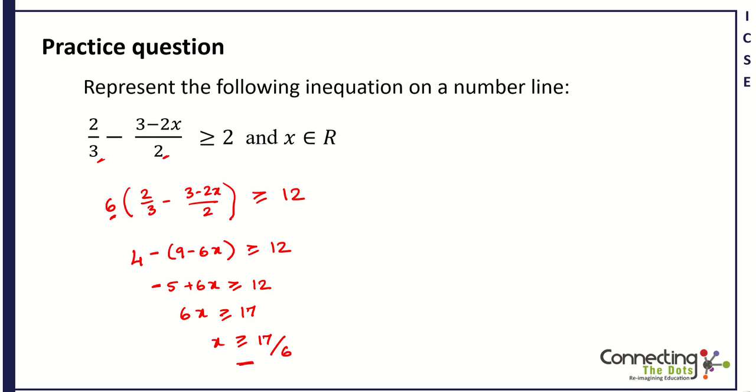And how do we represent this on the number line? 17 by 6 is a number between 3 and 4. You see, this is a number between 3 and 4. So essentially x is greater than, or it's not between 3 and 4, it's between 2 and 3. My apologies. It's between 2 and 3. It's 2 and 5 by 6. It's very close to 3.